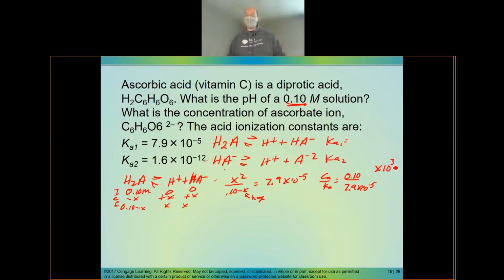That is definitely greater than 100. So all I need to know is, yes, this is greater than 100. I don't need to know what the number is. And so what that means is I can neglect this X and I don't have to plug it back in. And so I simply multiply both sides by 0.1, and then I take the square root, and I get my X is equal to 2 point something times 10 to the minus 3.